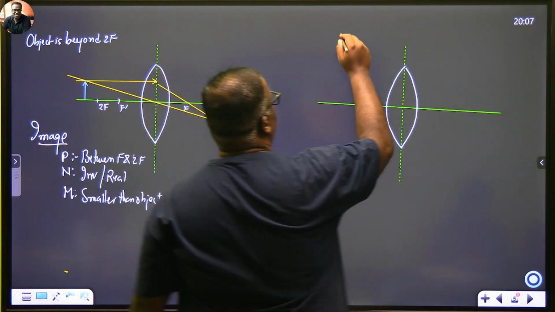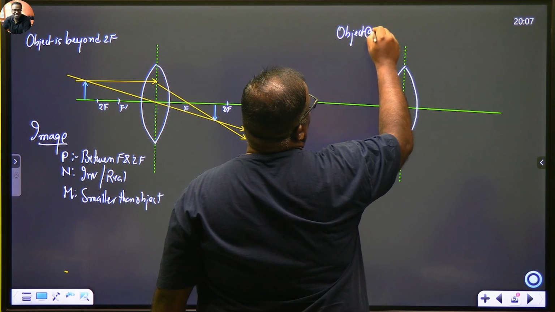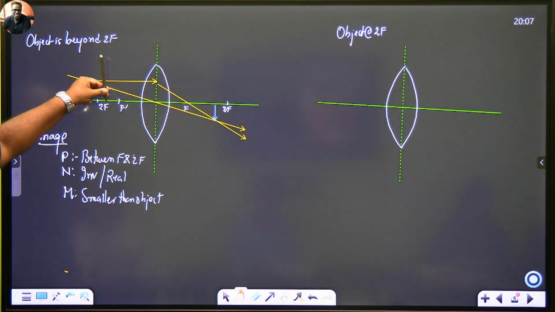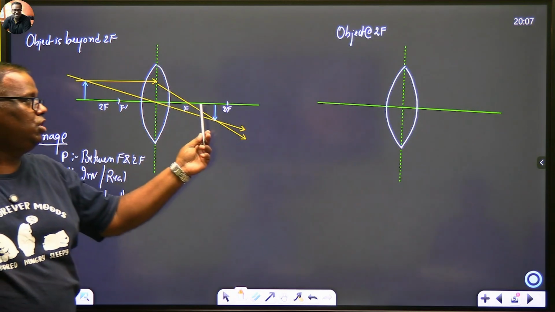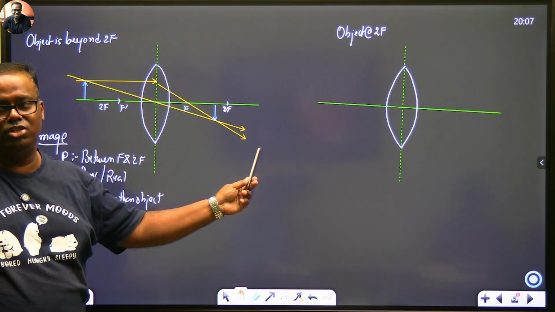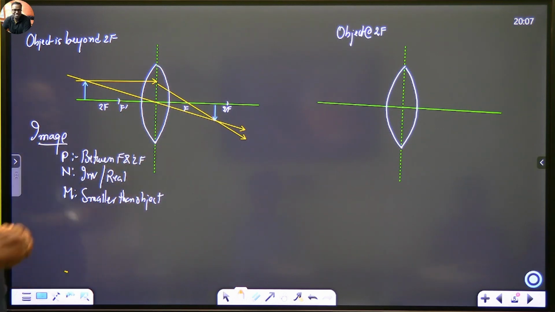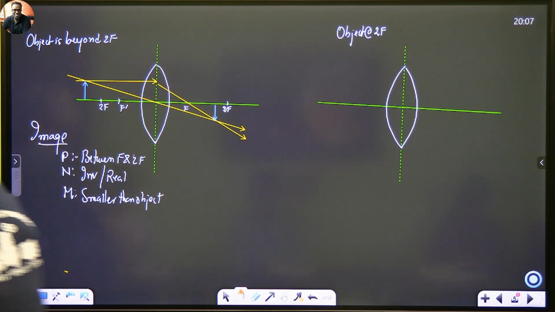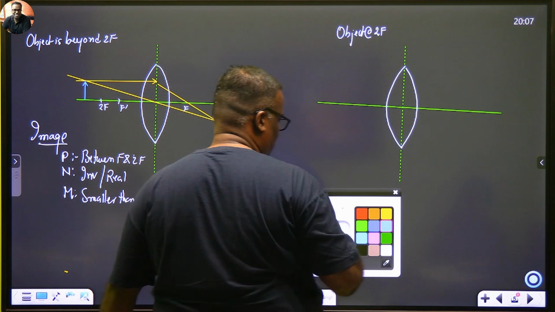The last one is object at 2F. Now use your common sense. If you are keeping the object on this side of 2F, you are getting an image which is beyond 2F and you're getting larger. If you're getting on this side of 2F, then you're getting an image which is smaller. So अगर आप 2F में रखेंगे तो कैसा आएगा? Exactly the same. Yes, that's the trick. So at 2F, we're going to have it like this.